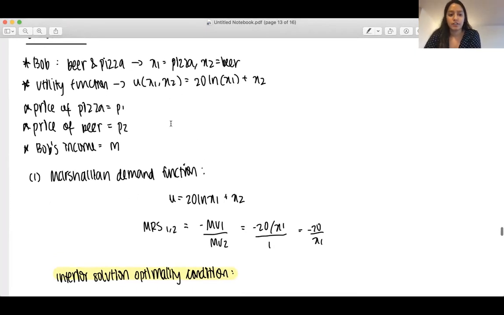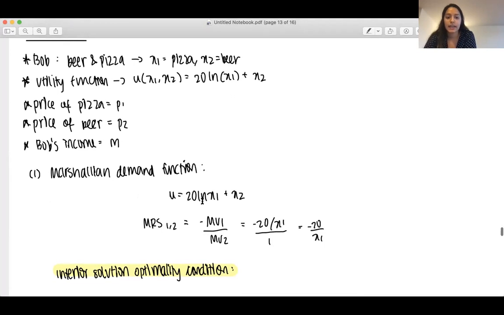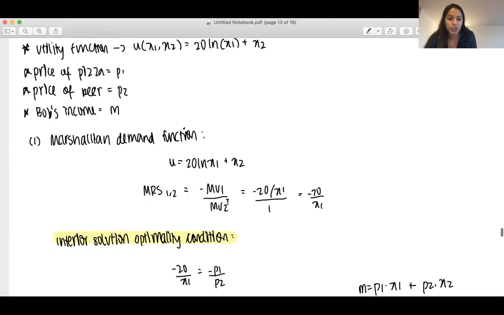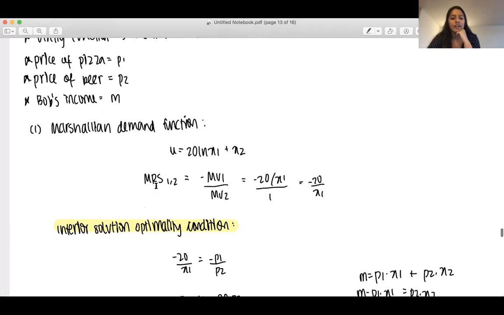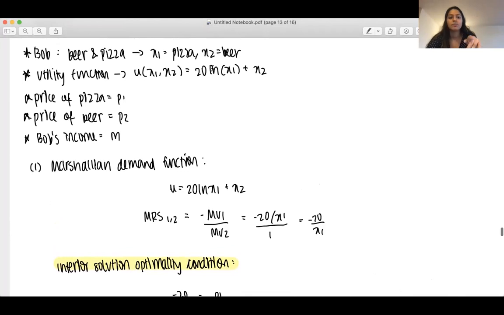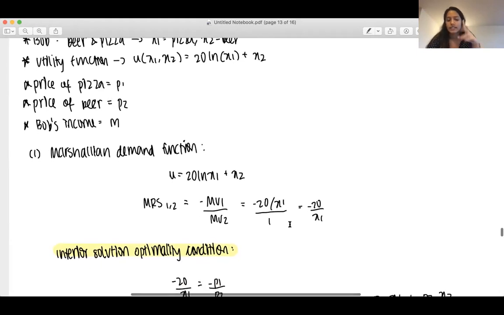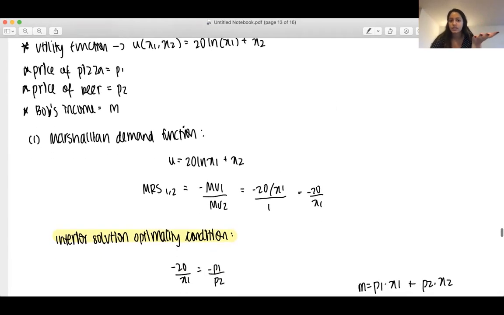As seen above, the utility that Bob will get here is 20 ln x1 plus x2. The marginal rate of substitution for good 1 and good 2 is equal to negative MU1 over MU2. So this is just like when you differentiate with respect to x1 in the first case, and then with respect to x2 in the second case. I didn't show more steps for it because this is pretty basic differentiation.